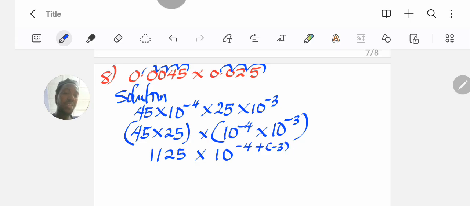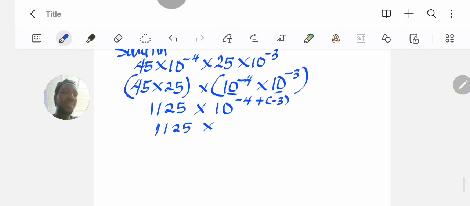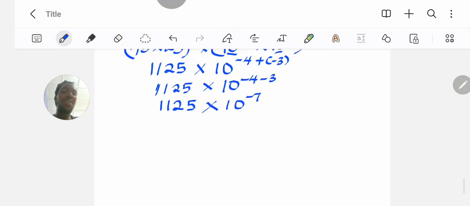plus minus 3. Don't forget, when you are multiplying two indices of base 10, you pick one and you add the powers. So this is 1125 times, this will eventually give 10 raised to the power minus 4 minus 3. And this is 1125 times 10 raised to the power minus 7. Now 1125 is not in standard form, so you write it in standard form. That's 1, 2, 3. So you have 1.125 times 10 raised to the power, since we move towards the left hand side, 3. We move 3 times 10 raised to the power minus 7.